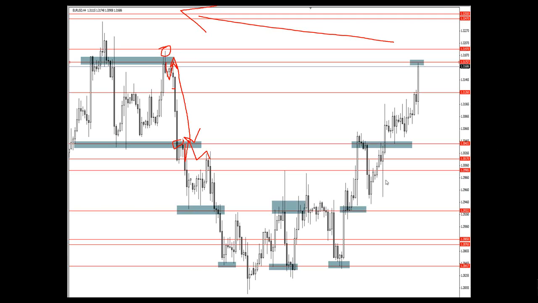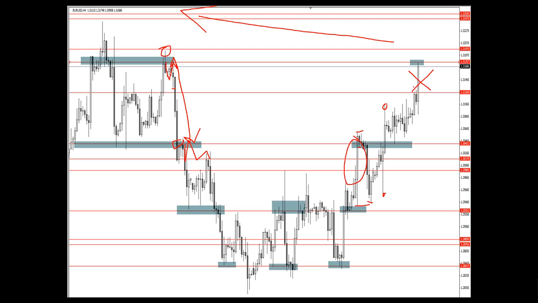How do you treat the candle wicks in drawing? I always use candle wicks for drawing support and resistance and Fibonacci. For those who don't know what wicks are, those are wicks. This is a wick, this is a wick, this is a wick. I always use wicks because wicks are important, and wicks are more important in drawing Fibonacci and support and resistance than bodies.